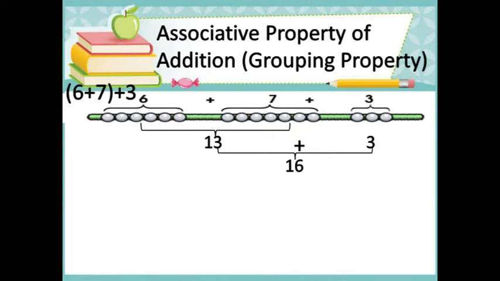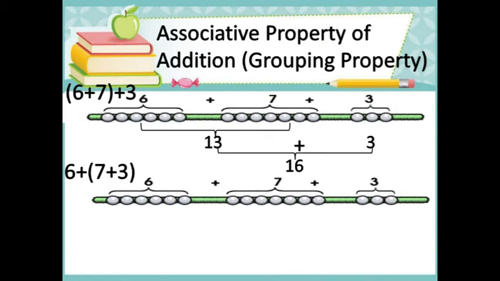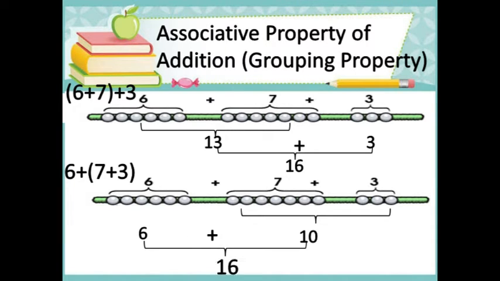So that is how the grouping in 6 and 7 works. Let's proceed to the next one. 6 plus 7 plus 3, and the grouping symbol is on the 7 and 3. So we have here again the beads. The difference is we will start by adding the 7 and 3. So 7 plus 3 is equal to 10. Next, let's add the 6, of course. So 6 plus 10 is also equal to 16. They have the same answer. So that is how the associative property of addition, or the grouping property, works.